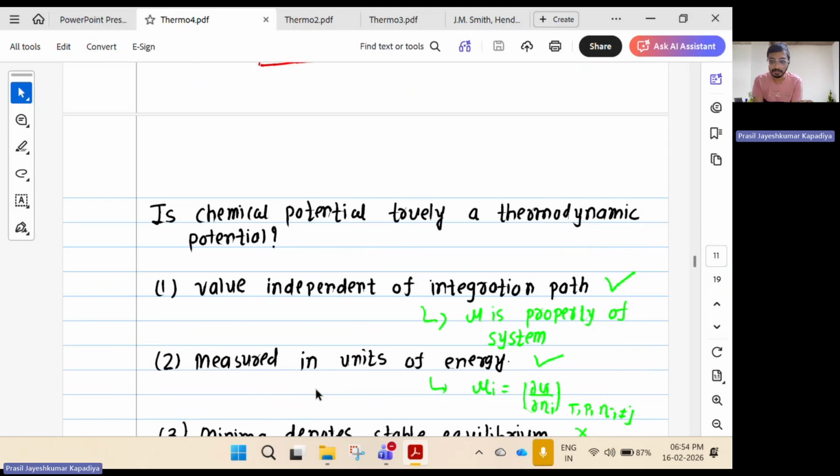Now, the second criterion is that it is measured in units of energy. Is mu measured in terms of energy? Yes, mu is measured in terms of energy. We define mu as del G by del N_i at constant T, P, and N_j not equal to i. So this is the energy unit.